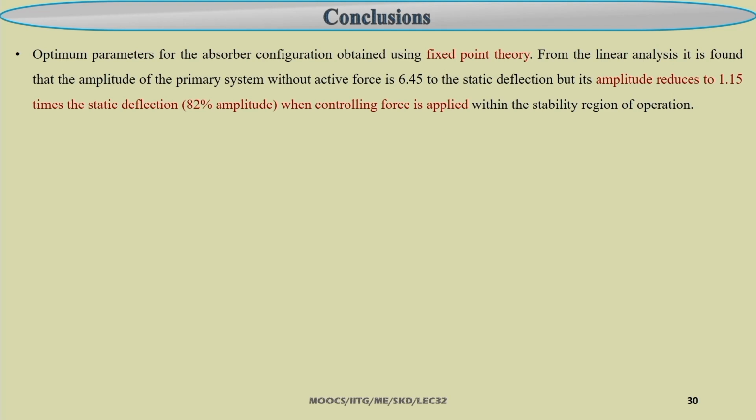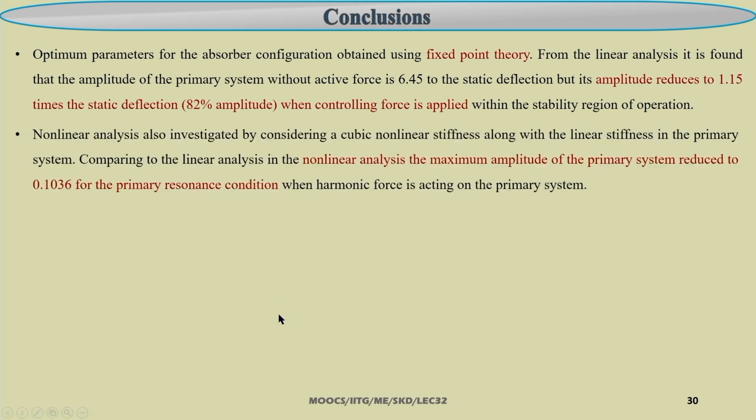82% amplitude is controlled in this case. Similarly, nonlinear analysis is also investigated by considering a cubic nonlinear stiffness along with linear stiffness in the primary system. Comparing the linear analysis with the nonlinear analysis, the maximum amplitude of the primary system reduces to 0.1036 for the primary resonance condition when a harmonic force is acting on the primary system.